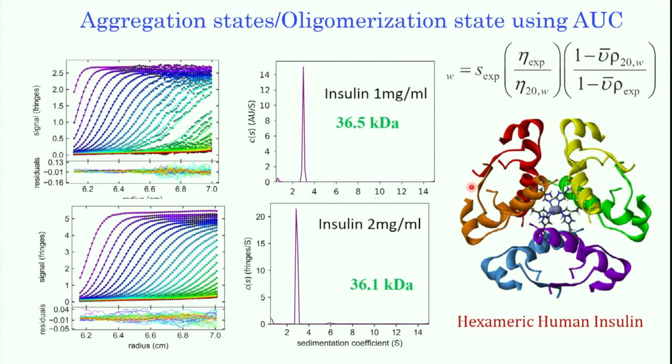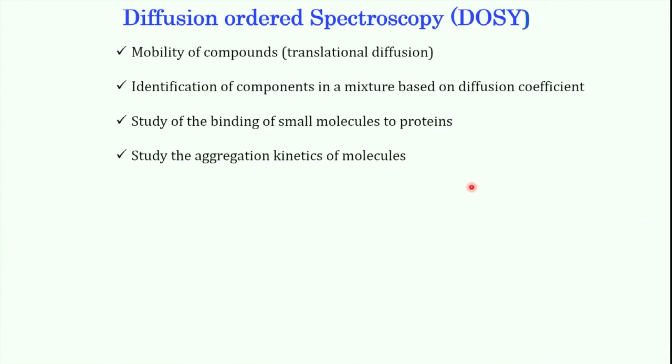So one can again see how it orthogonally compares with other techniques. One of the techniques used for aggregation analysis is AUC, analytical ultracentrifugation. So we used insulin at two different concentrations, 1 mg per ml and 2 mg per ml, and we recorded the analytical ultracentrifugation, basically absorption spectrum, and one can see with the increasing concentration the molecular weight or even the sedimentation coefficient does not change, right. So that ensures that your product is remaining in one state rather than going to two states.